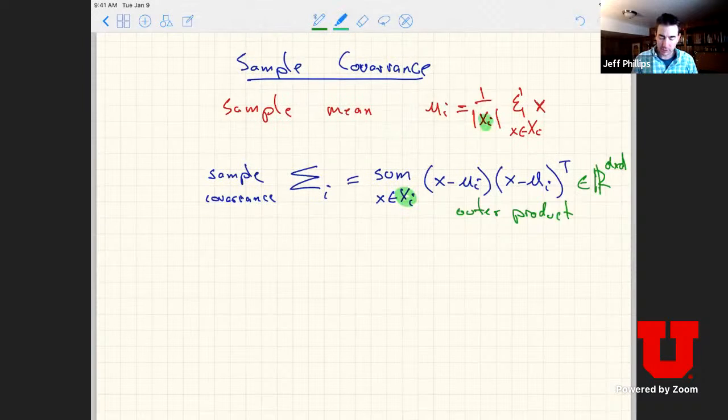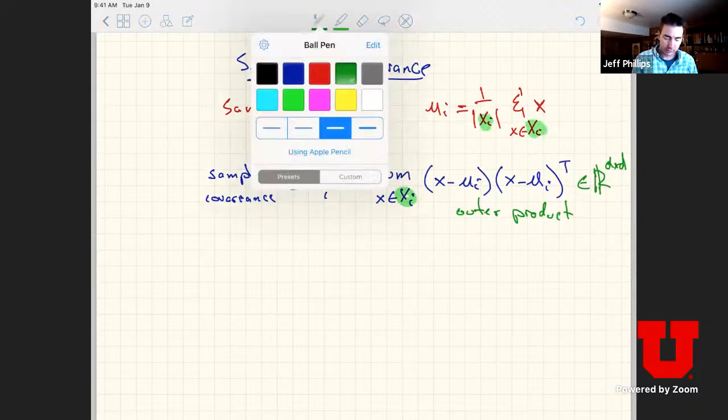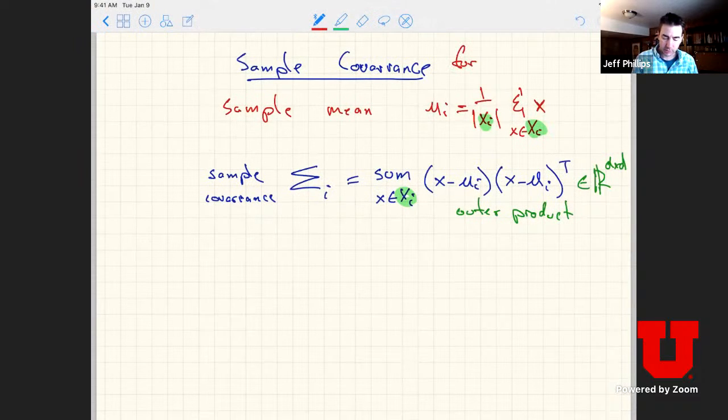If I know the elements of a cluster, say for cluster xi, which is a subset of all of the data points, for some subset I have assigned to this function, I compute the sample mean the same way I did with Lloyd's algorithm. This is what minimized the sum of the squared distances. And then the sample covariance, which it turns out is going to maximize the likelihood function, is just the sum of these outer product differences from the mean.